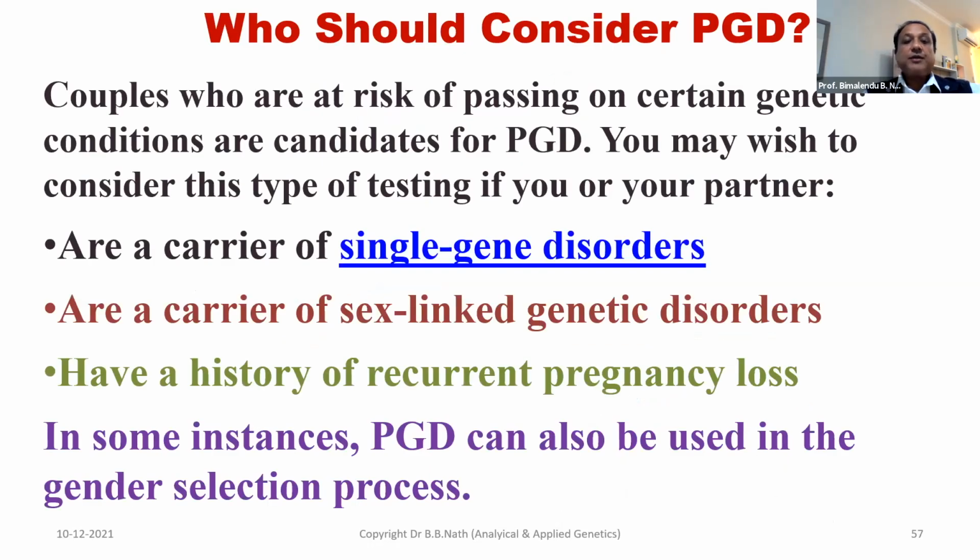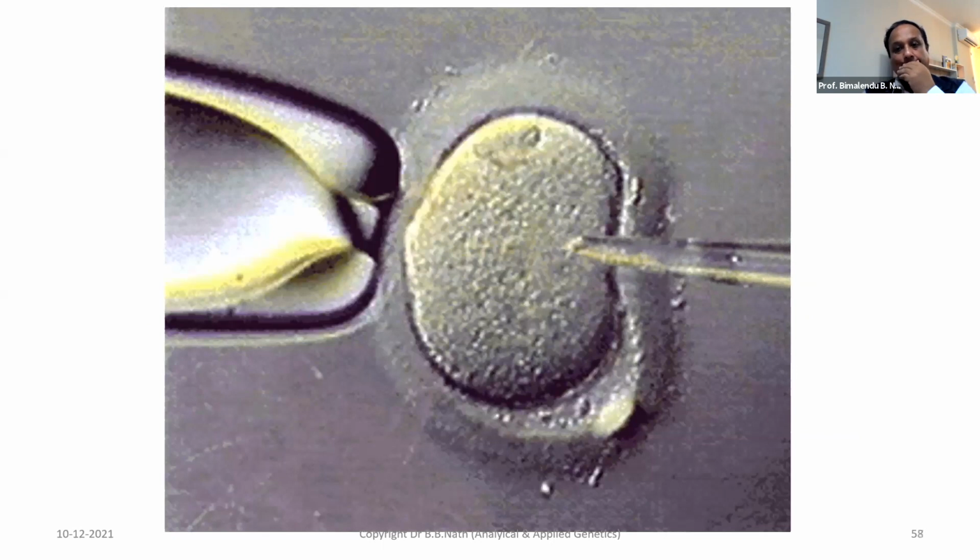Who should consider PGD? Carriers of a single gene disorder or of a sex-linked genetic disorder, and those with a history of recurrent pregnancy loss. In some instances, PGD can also be used in the gender selection process. See the video.